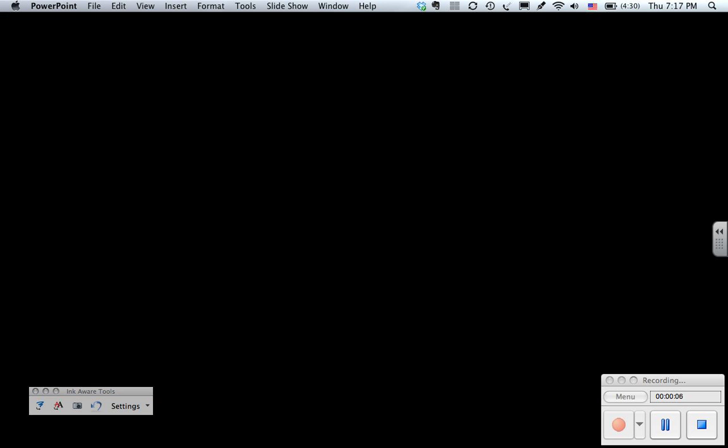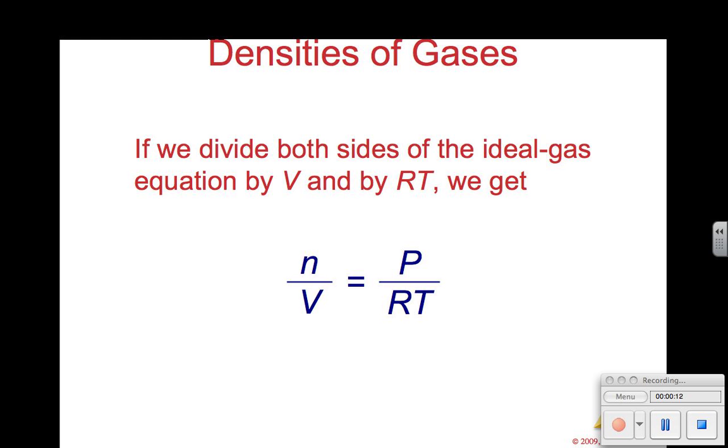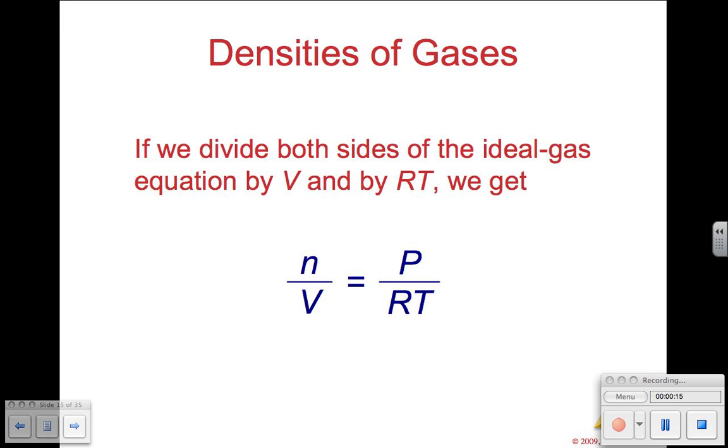Section 10.5 takes the gas laws and the ideal gas law, and we start working with it and applying it to other areas. With that, we can move the equation around to modify it to look at the density of gases. When you think of density, we're talking about mass related to volume.